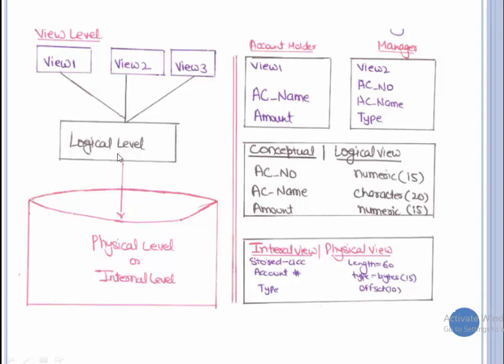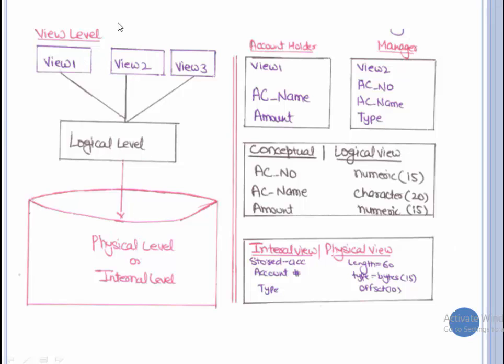by the conceptual level. Okay, and the next one is the view level. This is the level in which the user only interacts with the database. So view 1, view 2, view 3 and so on up to view n. If n number of users are there, then n number of views are created for the users. View 1 is created for user 1, view 2 for user 2, view 3 for user 3, and so on, to access the data stored in the database.